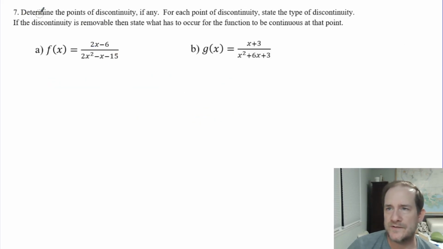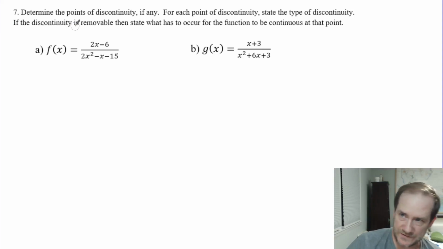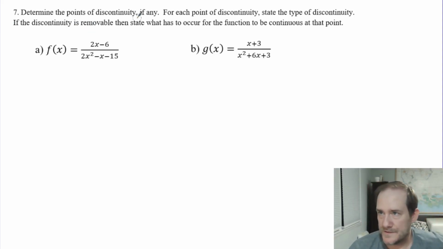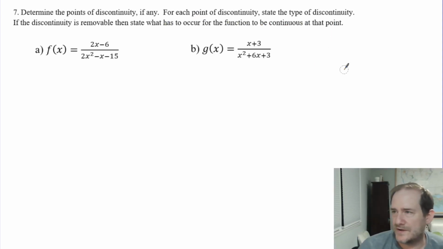So this one, 7, says determine the points of discontinuity, if any. For each point of discontinuity, state the type of discontinuity. If the discontinuity is removable, then state what has to occur for the function to be continuous at the point. All right, so this question is similar to quiz 3 that we took, where we had to do all of that.